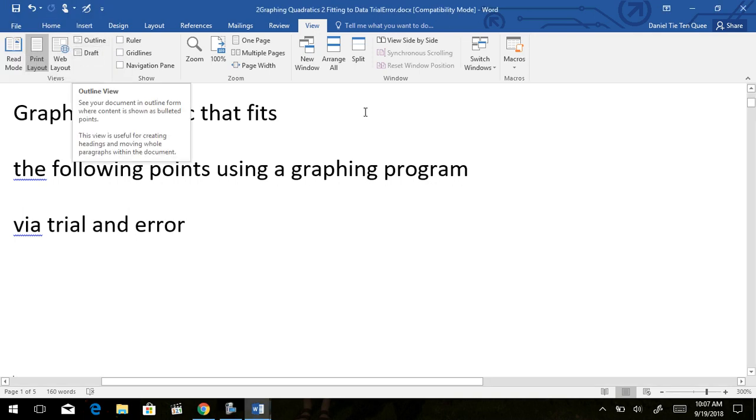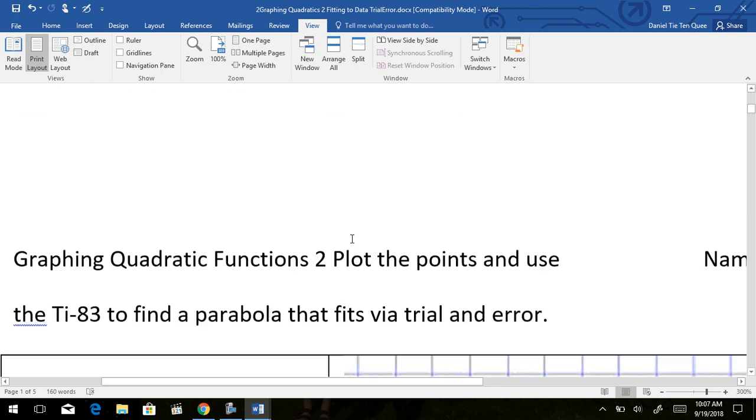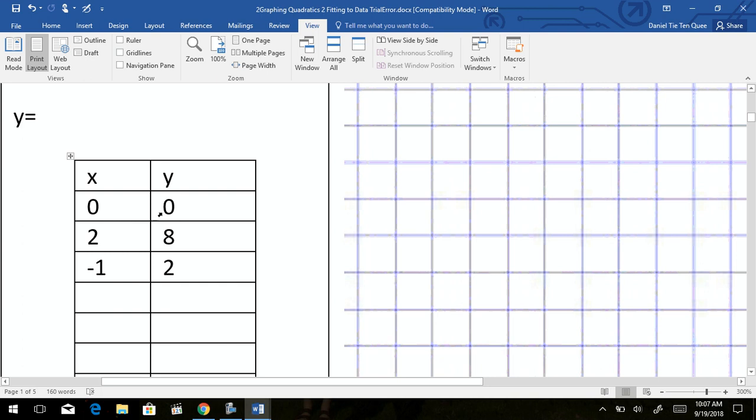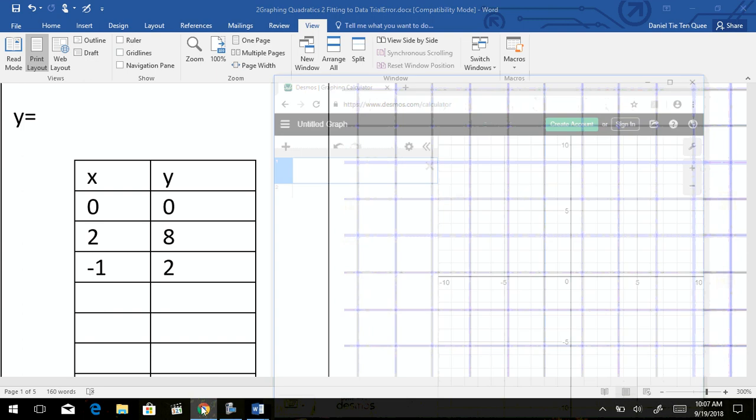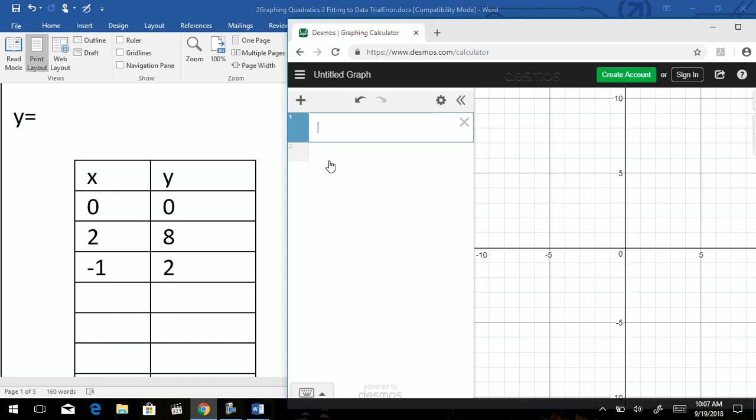I'm going to graph a quadratic that fits the following points using a graphing program via trial and error. The following points are these points right here: 0, 0, 2, 8, negative 1, 2. The graphing program I'm going to use is called Desmos, DESMOS.com. And as of 2018, this is free and this works fine.